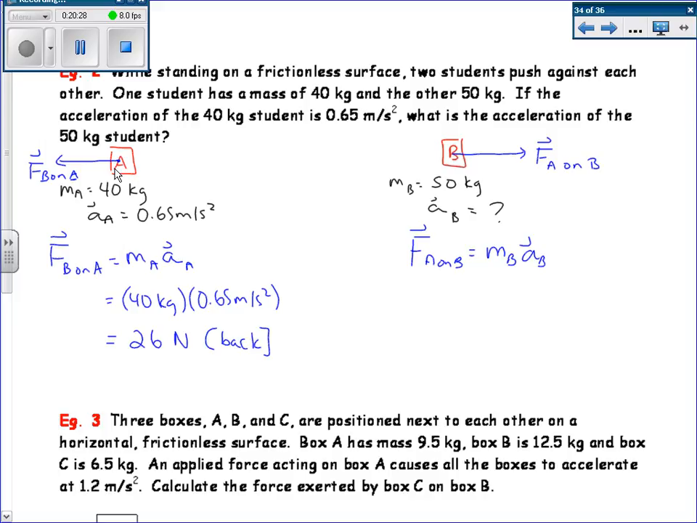We don't know this right off the bat, but this is equal to the force of B on A. So those are the same values. The force is the same in both cases. So then 26 newtons is equal to 50 kilograms times acceleration of B. So acceleration of B is 26 divided by 50, or 0.52 meters per second squared. And that would be forward.